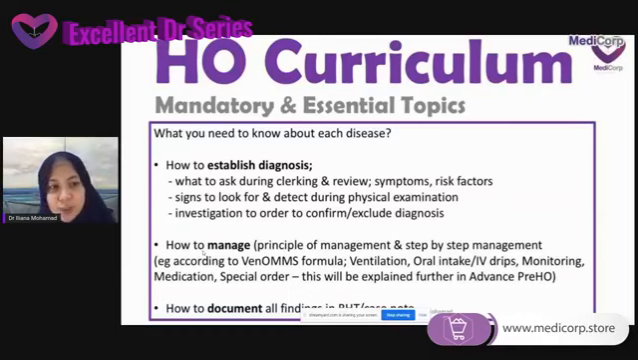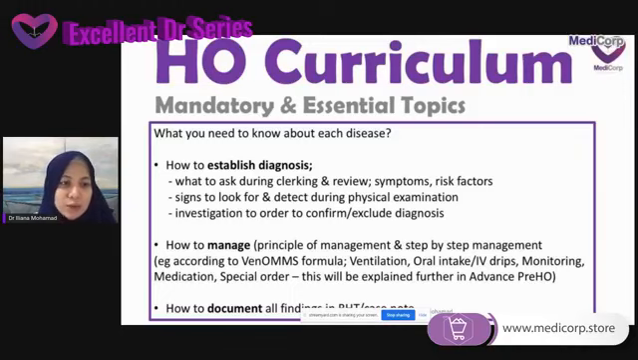Okay, because you need to individualize or accordingly change or individualize the management. Okay, so in advanced pre-HO, I teach, I share how to formulate the management, according to Venom's formula. This is first ventilation, whether you need to think whether this patient need oxygenation or any assistance in the ventilation.